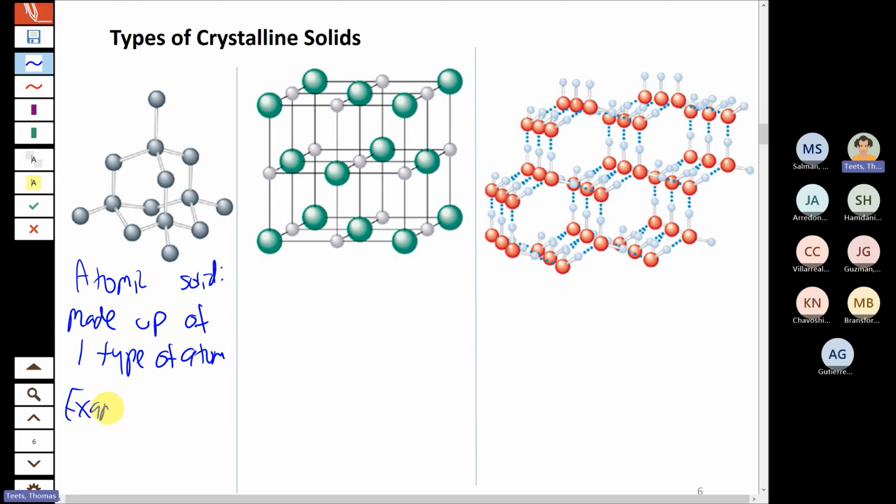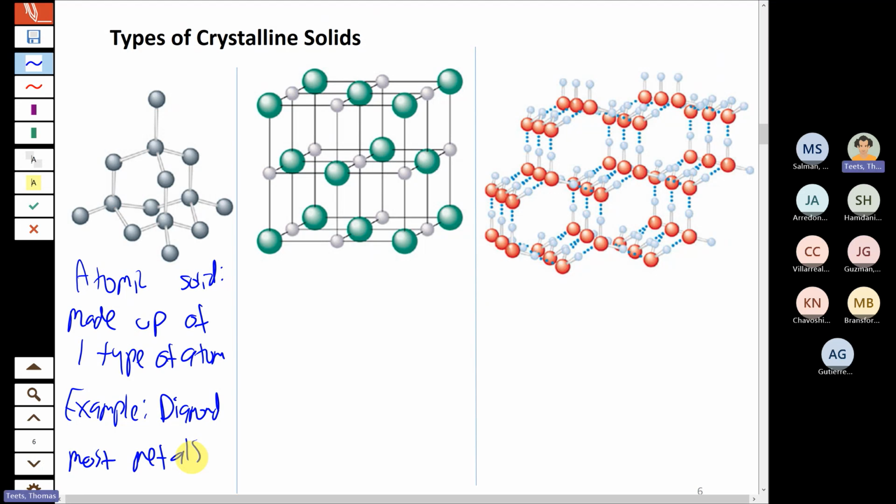So the example that's pictured above is diamond. So one of the forms of carbon is a crystalline atomic solid where each point is a carbon atom. And they make these tetrahedral arrangements. We'll talk more about the structure of diamond later on. And then most metals on the periodic table. So we talked about the standard states of elements, and pretty much every metal except for mercury is a solid under standard conditions, and most of them are also crystalline solids. They would be classified as atomic solids, just a single type of atom in that whole structure.